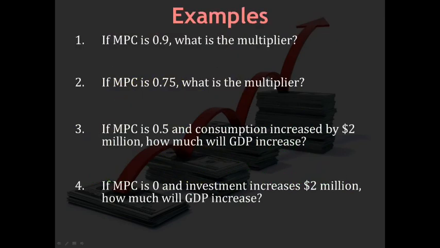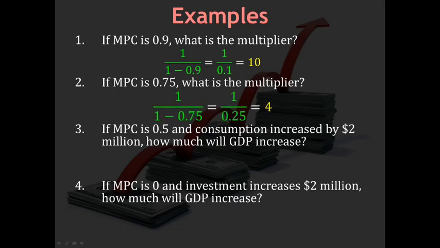So here's some examples. If MPC is 0.9, what's the multiplier? Well, it's 1 over 1 minus 0.9, or 1 over 0.1, which is equal to 10. If MPC is 0.75, what's the multiplier? This is 1 over a quarter, which is 4.